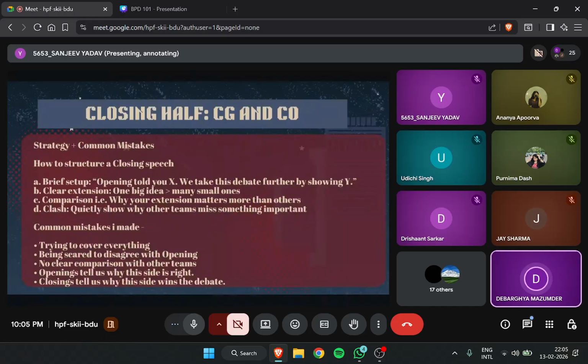Just a little example to have a better understanding. Say the motion is that this house would legalize assisted dying. Opening can simply come ahead and say it's all about individual autonomy, it is reducing suffering, and so on. How do you add a new impact layer to this debate? You can simply say how legalization changes the family dynamics in the very first place.